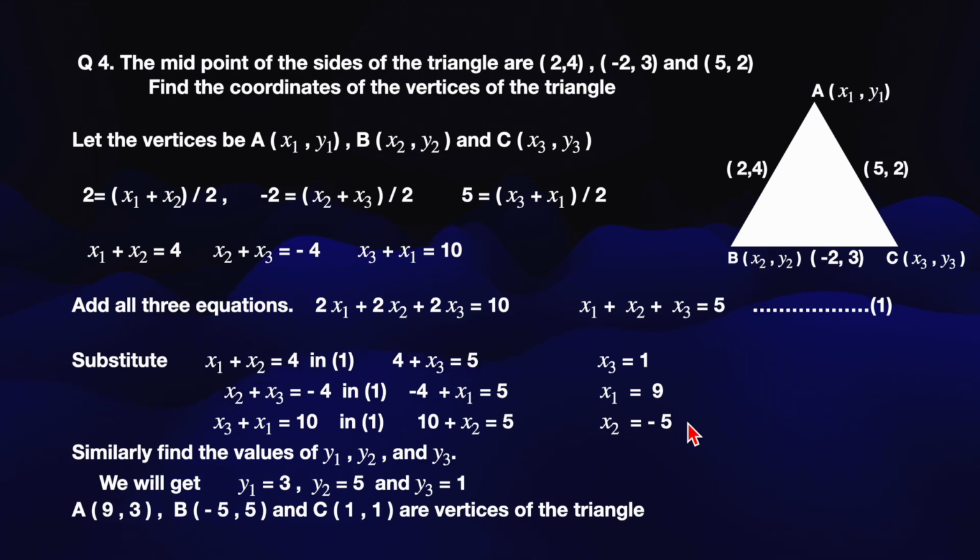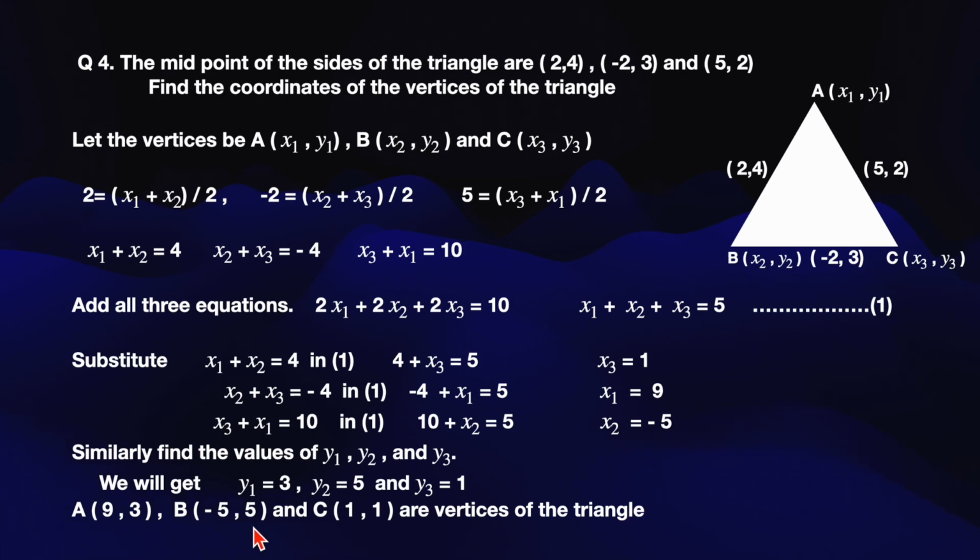The same way you have to find the values of y1, y2 and y3. Similarly, you have to write down (y1 plus y2) upon 2 is equal to 4, (y2 plus y3) upon 2 is equal to 3, (y3 plus y1) upon 2 is equal to 2. Then you should simplify it and add up the three expressions. If you do this, you will get the values of y1, y2 and y3, and we will get them as 3, 5 and 1. I'll leave that to you.